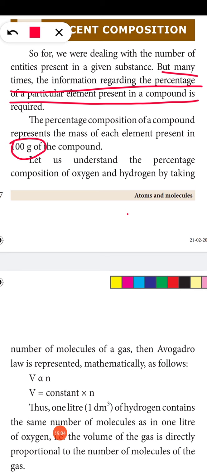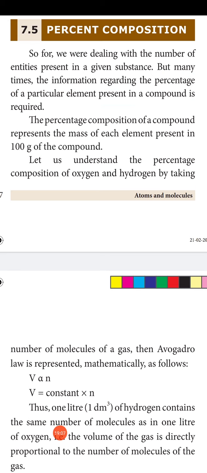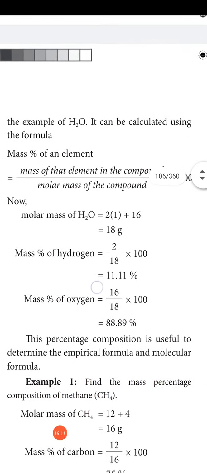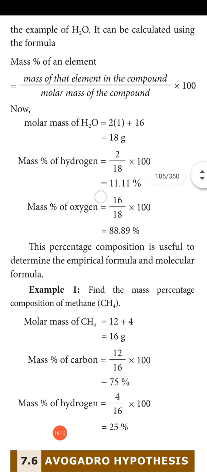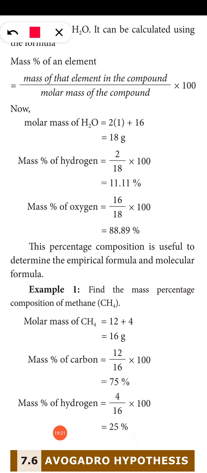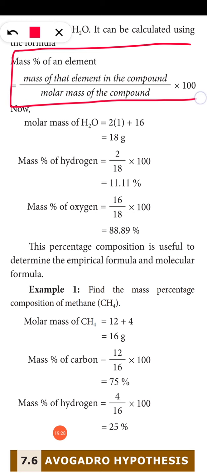So let us understand the percentage composition of oxygen and hydrogen by taking water as an example. முன்னாடி பார்த்த மாதிரி தான் we are considering water as an example. We are going to calculate the percentage composition of hydrogen and oxygen present in water. So this is the formula to calculate the mass percentage of an element.